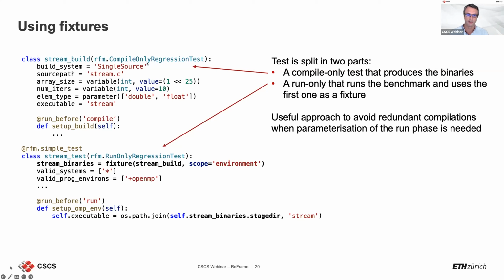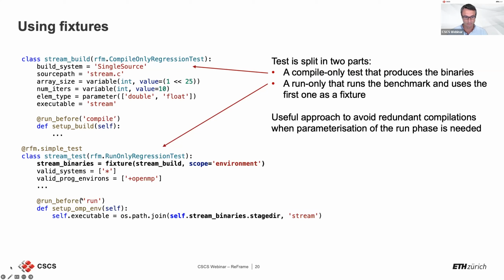And we just say that's a compile-only regression test, so it's not going to have a run phase. Same here, all the things we had before, nothing changes. The setup build is exactly the same. And then you have the stream test itself, which basically defines a fixture, called the stream binaries, that basically says this is a fixture of that class, the stream build, with the scope environment. So ReFrame will basically, I'm going to show you later on how it's going to generate all those things.